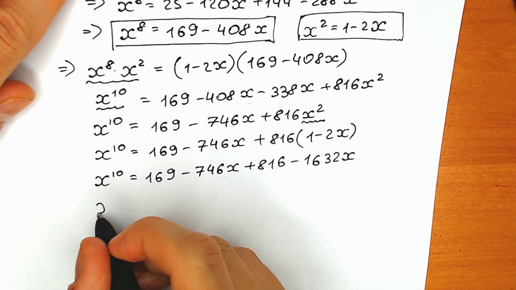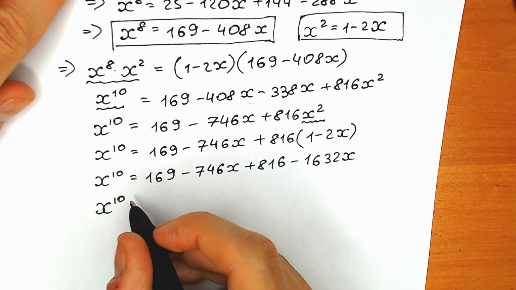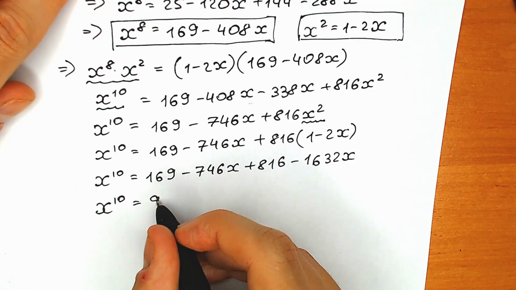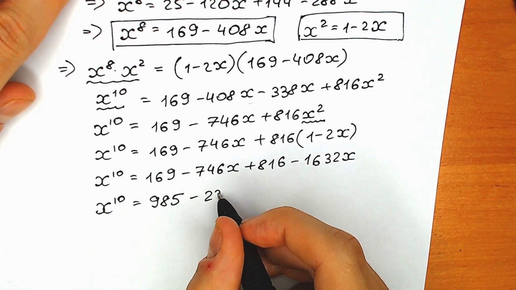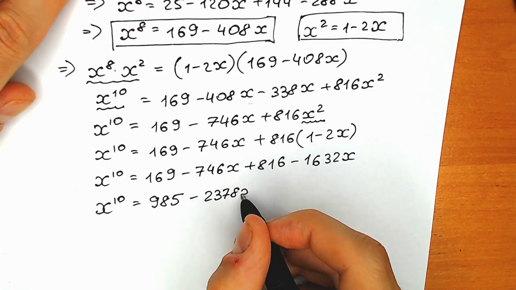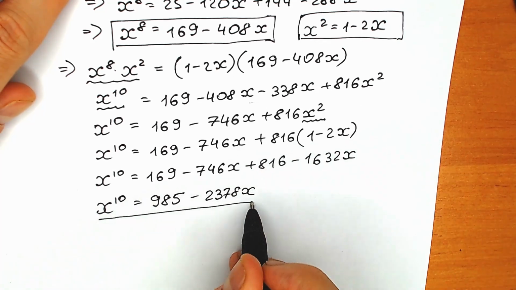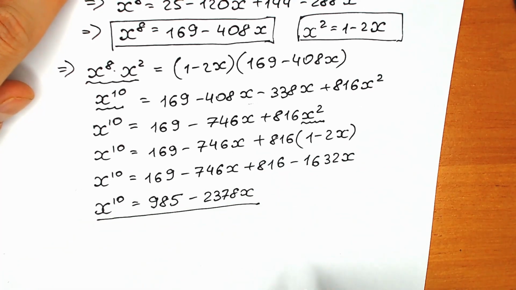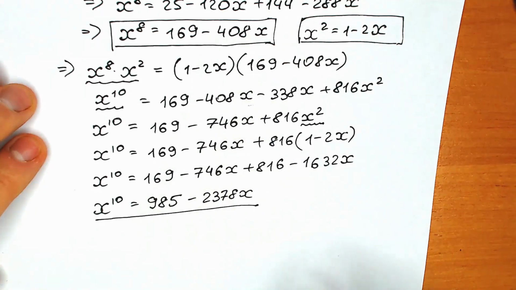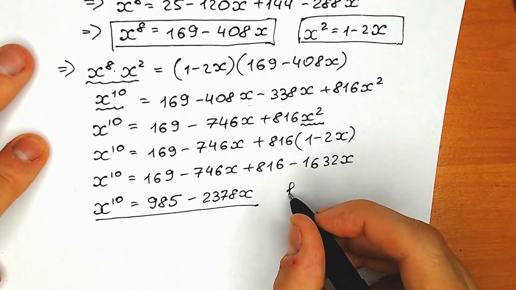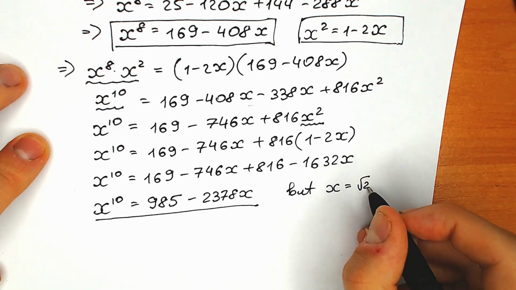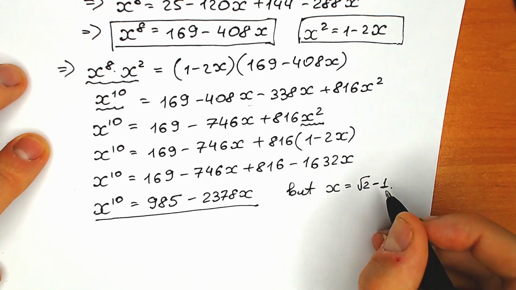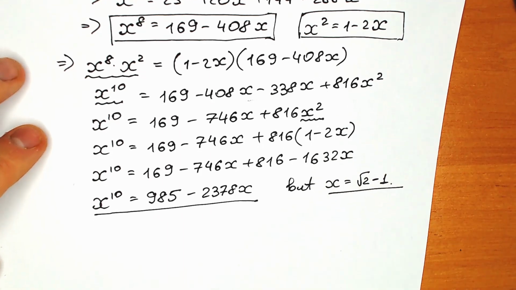So as a result, our x to the 10th power is equal to 985 minus 2378 times x, and this is our x to the 10th power, exactly that expression that we need to find. But don't forget about one really important moment: our x is equal to square root of 2. So from the beginning we wrote a substitution that our x equals square root of 2.